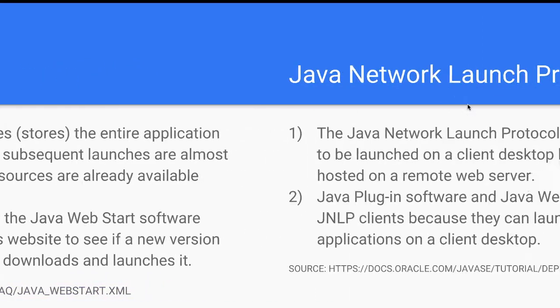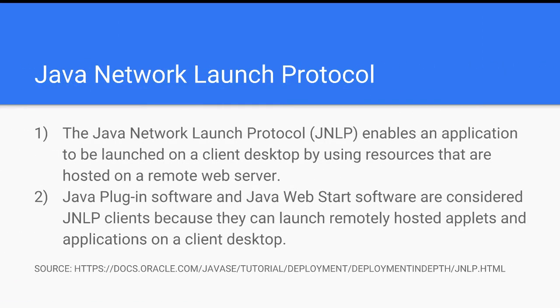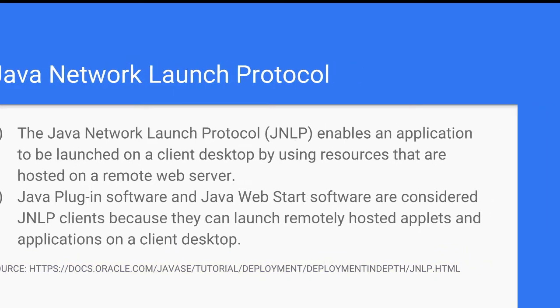Next, we're going to talk about the Java Network Launch Protocol, the JNLP file. The Java Network Launch Protocol enables the application to be launched on a client desktop by using resources that are hosted on a remote web server. Java plugin software and Java Web Start software are considered JNLP clients because they can launch remotely hosted applets and applications on a client desktop. This material is sourced at oracle.com. You can check out the link to get further information.